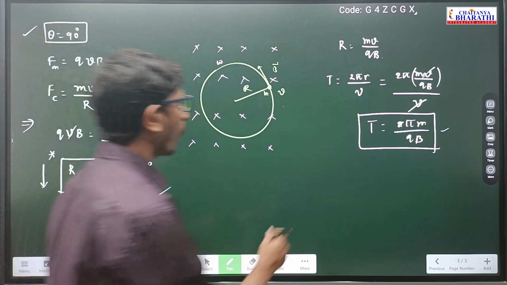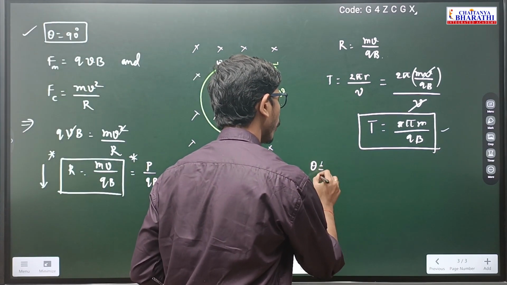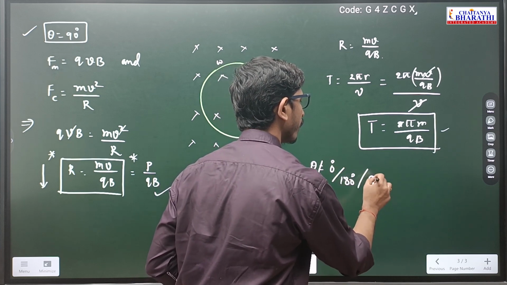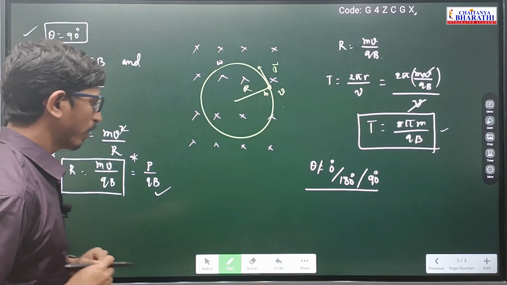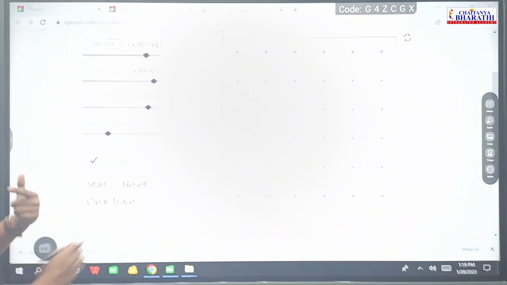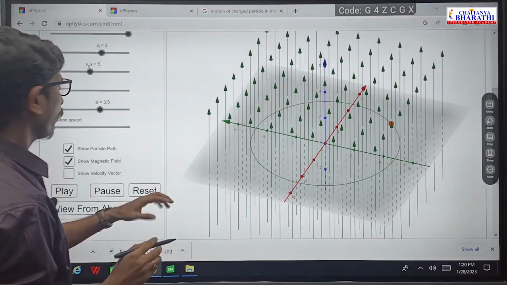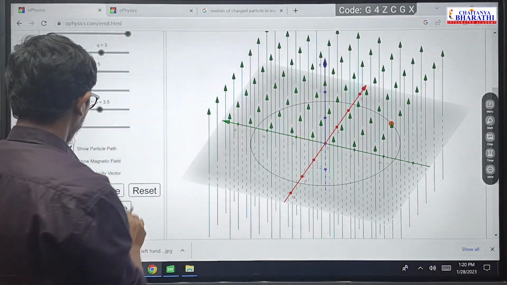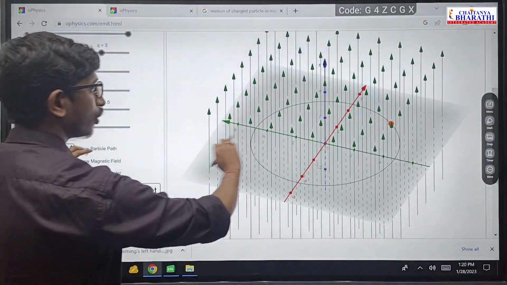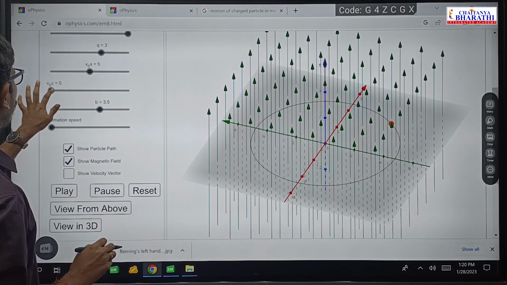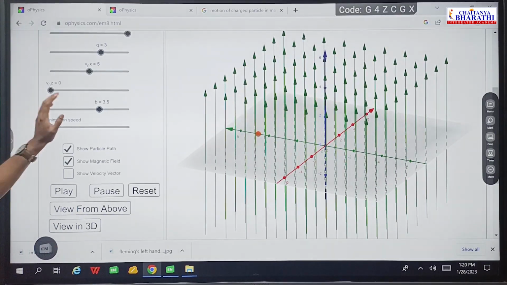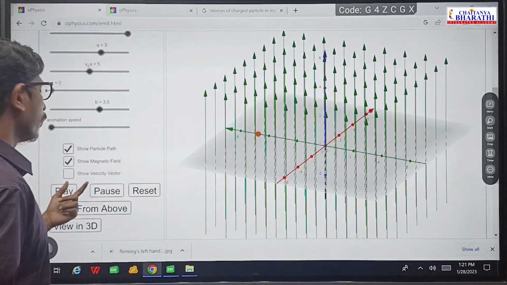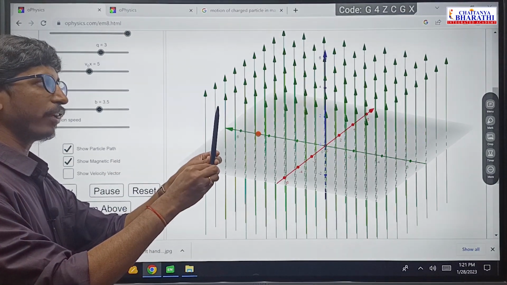What will happen if theta is not equal to 0 degrees, 180 degrees or 90 degrees, if it is projected at a different angle? Let me show you the simulation and I will explain this discussion in the coming session. If the particle is not simply projected perpendicularly, let's say it has some angle with the B. For example, this is the magnetic field vector.